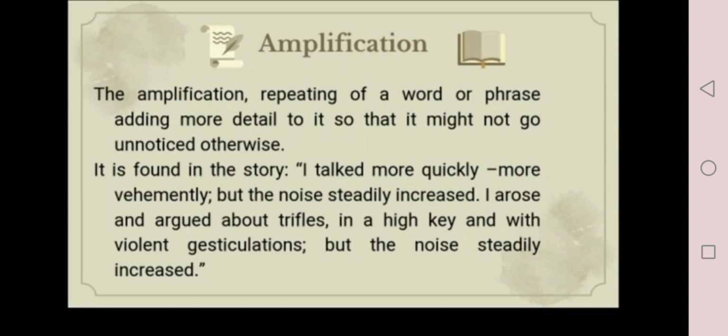Amplification is the repeating of words or phrases in order to add more detail to it so that it might not go unnoticed, and it is found in the story in the line, "I talked more quickly, more vehemently, but the noise steadily increased. I arose and argued about trifles in a high key and with violent gesticulations, but the noise steadily increased." Through using the line, "but the noise steadily increased," the narrator is trying to convince about his sanity. He is, however, not able to convince anybody as the story goes on. He merely delves deeper into insanity.